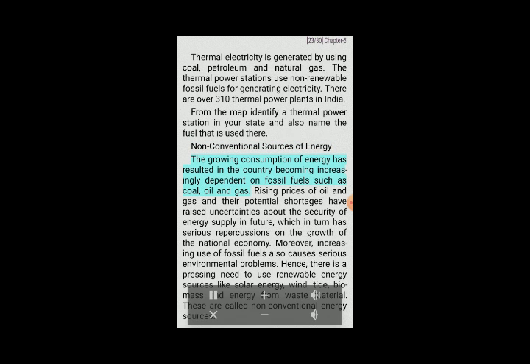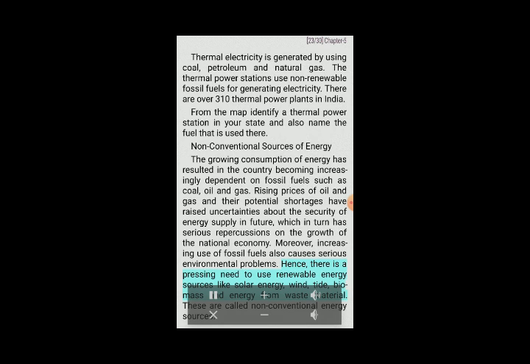Non-conventional sources of energy. The growing consumption of energy has resulted in the country becoming increasingly dependent on fossil fuels such as coal, oil and gas. Rising prices of oil and gas and their potential shortages have raised uncertainties about the security of energy supply in future, which in turn has serious repercussions on the growth of the national economy. Moreover, increasing use of fossil fuels also causes serious environmental problems.